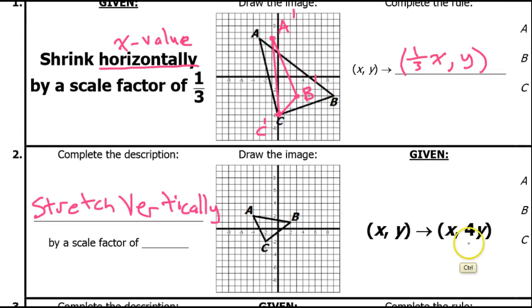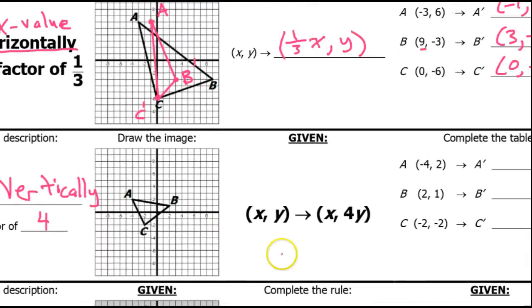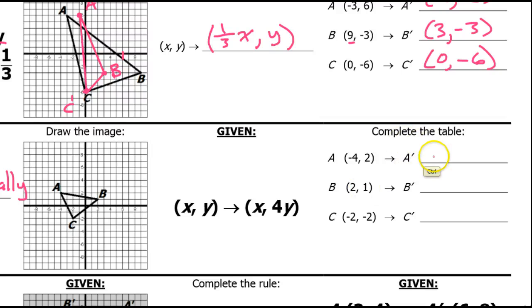Now, obviously, the scale factor is 4. So now I can go ahead and use that rule to find the images. So we're just multiplying all the y values by 4. So the x values will stay the same. All right, kept all the x values the same. Now multiplying by 4, I'm going to get 8 and 4 and -8.